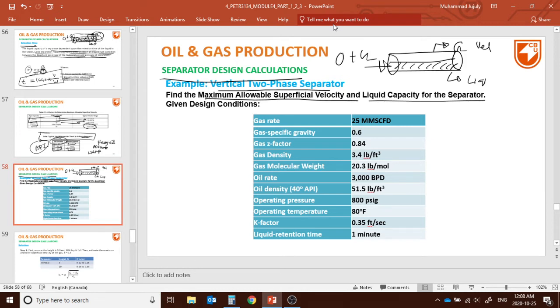So how much liquid could it actually hold? Okay, so what information do we have? We have the gas rate, which is 25 MMSCFD, that means million standard cubic feet per day. Gas specific gravity 0.6, gas compressibility factor 0.84, gas density, molecular weight, oil rate is 3000 barrels per day, oil density API 51.5, 40 degree API, that means 51.5 pounds per cubic foot.